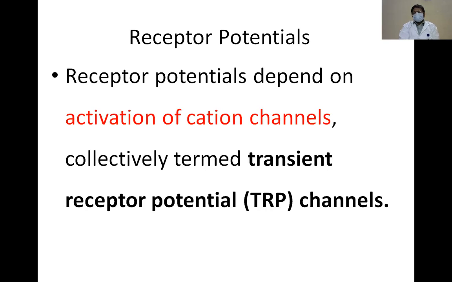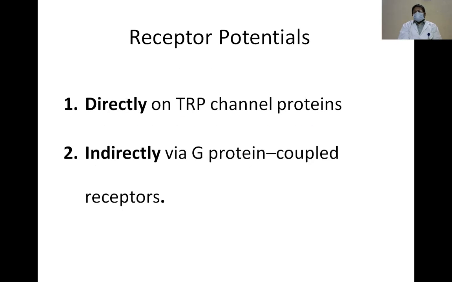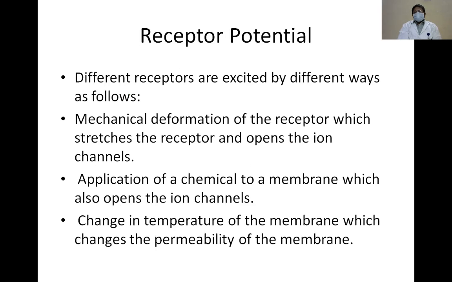These channels are collectively termed transient receptor potential channels, also called TRP channels. There are two types: one is direct, and another is indirect, via G protein coupled receptors. The receptor potentials are produced by TRP channel proteins. The different receptors are excited in different ways.